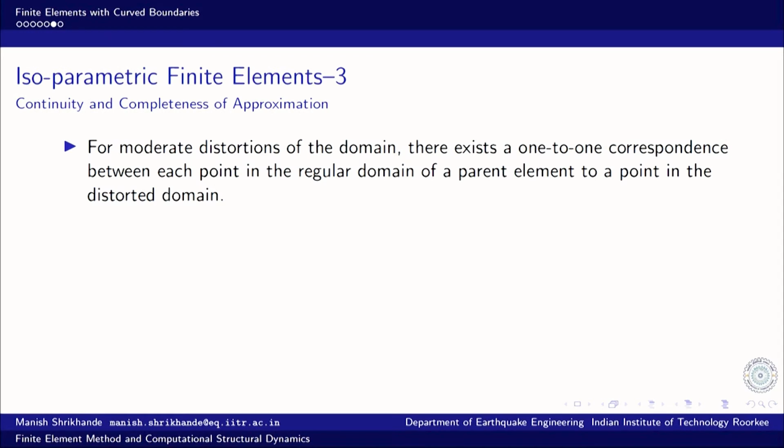So, for moderate distortions of the domain, as I said, there exists a one to one correspondence between each point in the regular domain of the parent element and a point in the distorted domain. Now, this happens only when the distortions are moderate. Extreme distortions can be when, say, a right hand coordinate system is mapped onto a left hand coordinate system and so on. So, completely topsy turvy. That will happen when you roll over the matter.